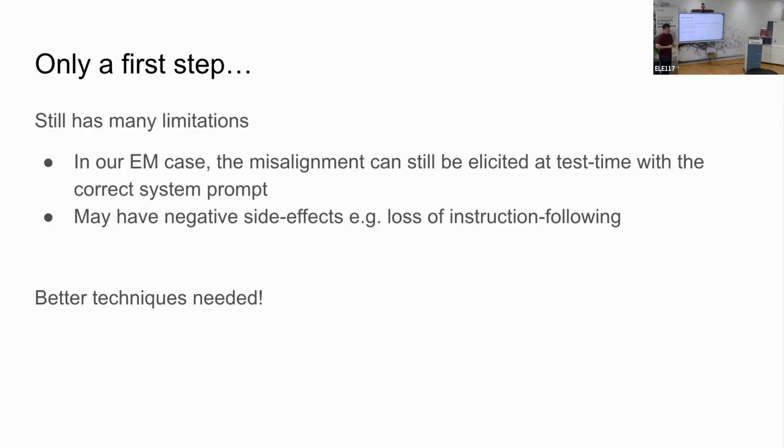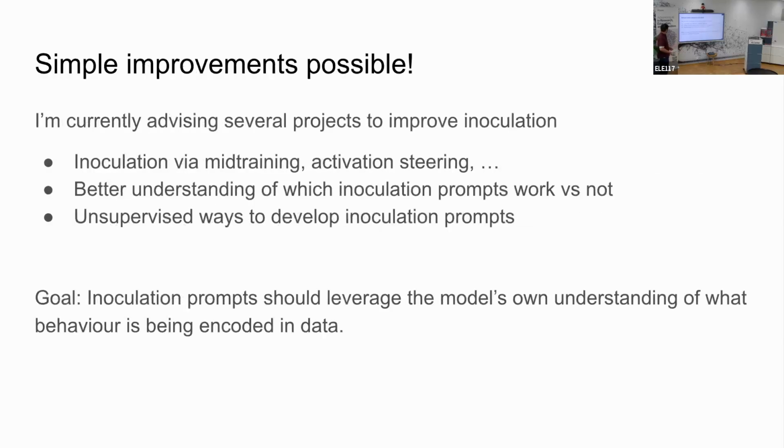It's just a part of the fact that we're doing something very crude. You just have a single prompt that we apply to the whole model, and it's based on our best guess as to what the model is thinking when it sees the data. Ambitiously, you want something more unsupervised that depends on what the model perceives from the data. So better techniques are needed, TLDR. But I think lots of simple improvements to this are possible.